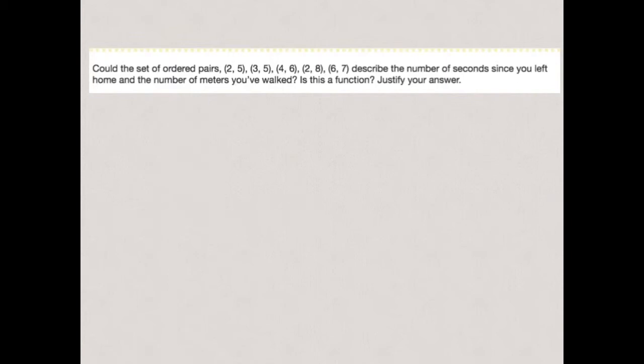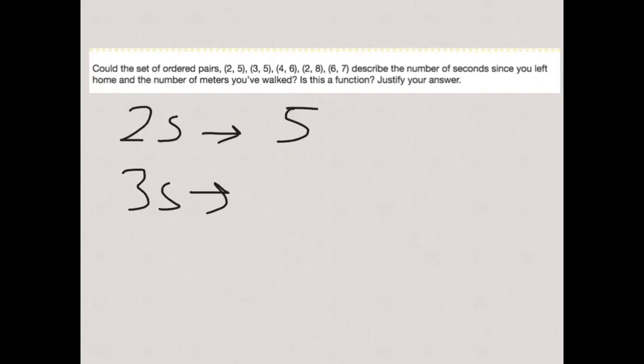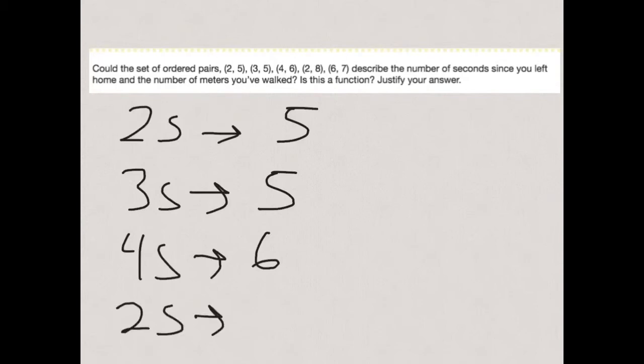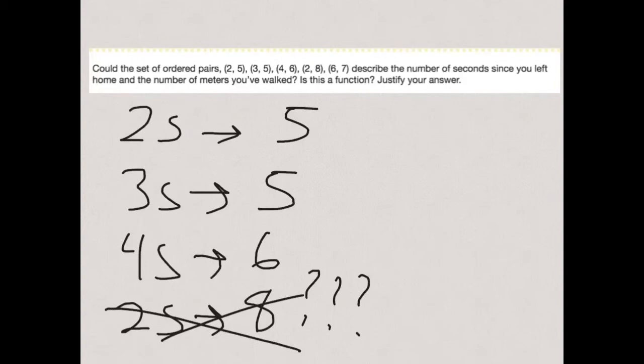So this is saying that after 2 seconds, I'm at 5 meters. And then 3 seconds, I'm still at 5 meters, but when I get to 4 seconds, I'm on my 6 meter. But then it's saying, oh, travel back in time to 2 seconds ago. You traveled 8 meters? That doesn't make sense. That doesn't work. So no, these wouldn't work out.